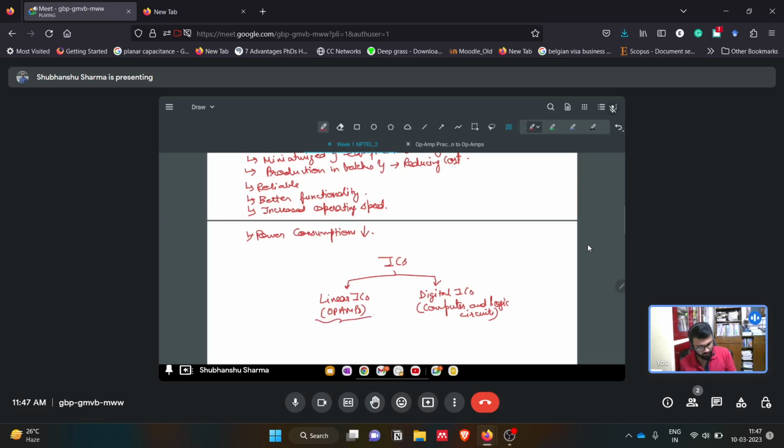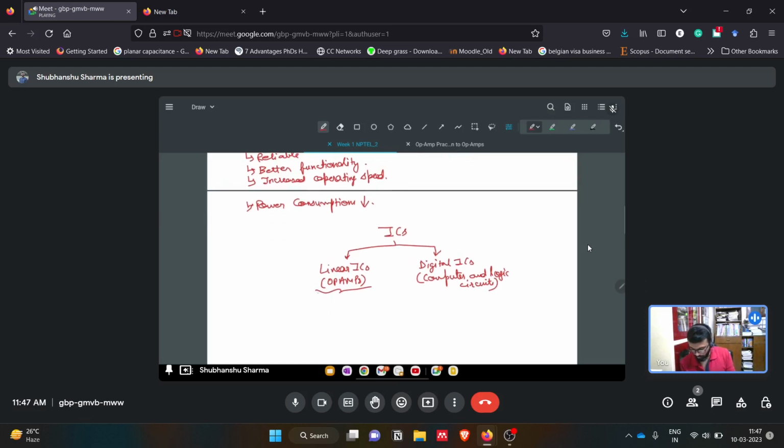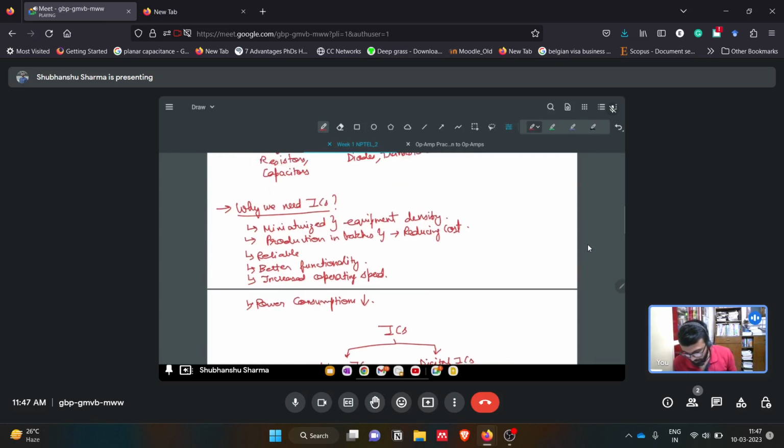As the name suggests, in linear ICs the input output relation is linear. Whereas in digital ICs, the output is basically on or off. So this acts as a switch, we can say. On or off states are there.